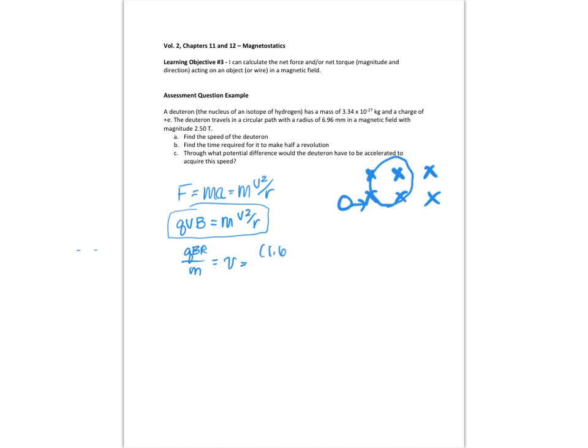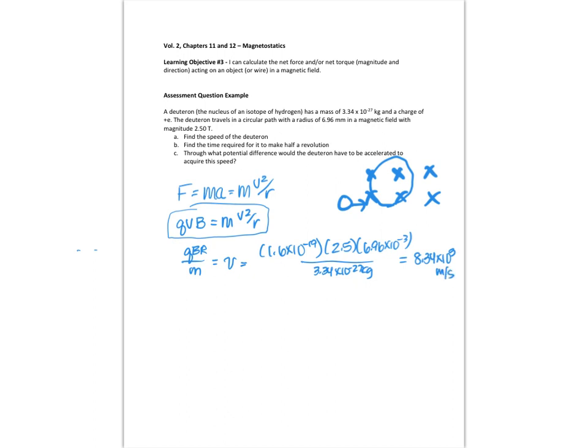Then I know the charge. It's the charge of an electron or a proton, but it's positive because it's positively charged. The magnetic field, we're told, is 2.5. The radius is 6.96 millimeters, so I change that to meters. And the mass, we're told, is 3.34 times 10 to the minus 27 kilograms. Altogether, I get a speed of 8.34 times 10 to the fifth meters per second.